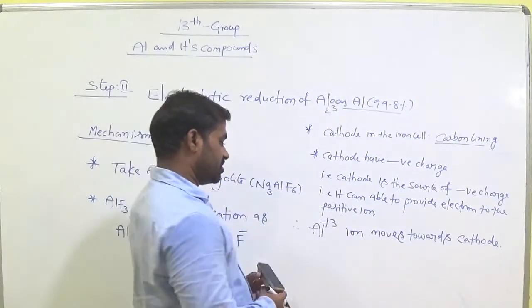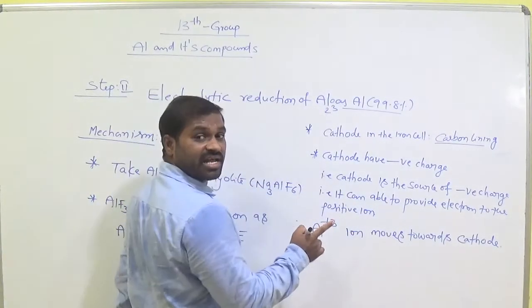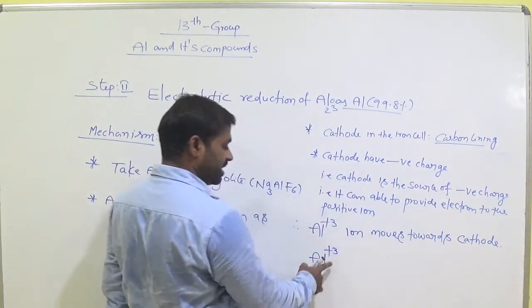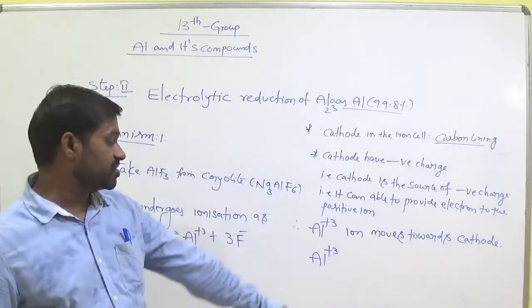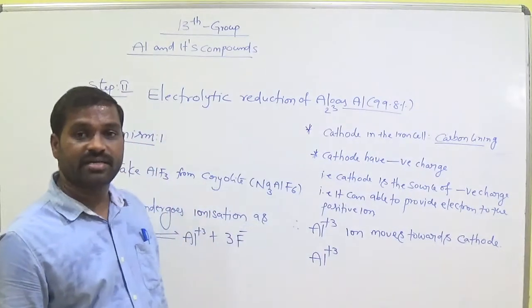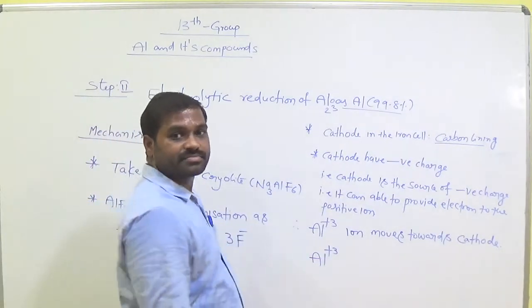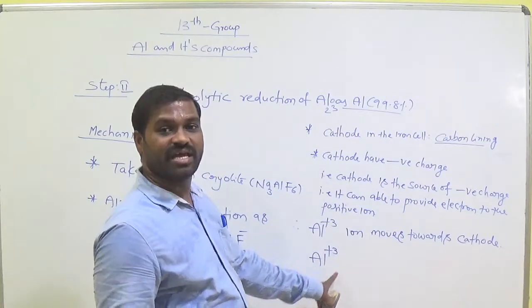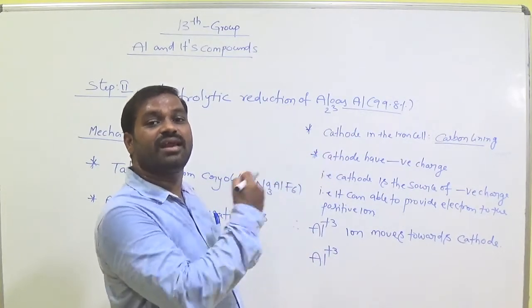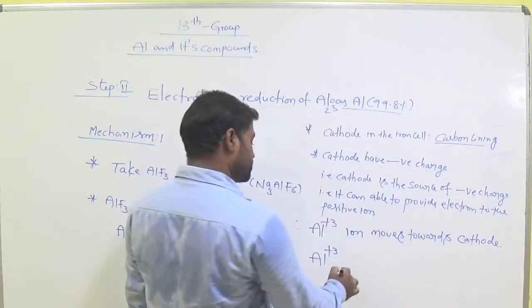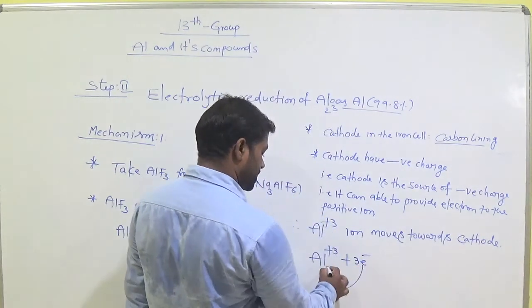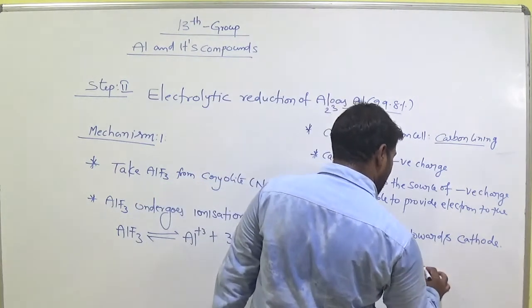Clear? So at the cathode, electrons are there or not? Electrons. Now aluminium plus 3. Here how many positive charges? Plus 3, am I right? Now it needs how many electrons? 3 electrons. Why? Because it is plus 3. Now it can gain 3 electrons. Clear? So it gains 3 electrons and becomes aluminium.